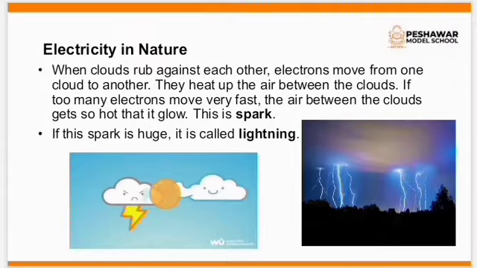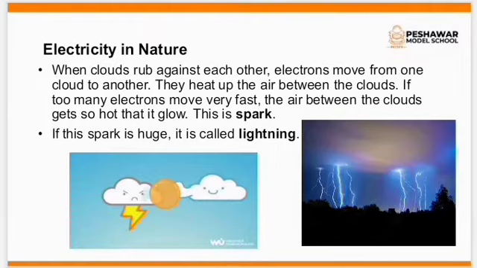If too many electrons move very fast, the air between the clouds gets so hot that it glows. This is a spark. You can see it in this picture as well. So this is known as a spark. If this spark is huge, it is called lightning.